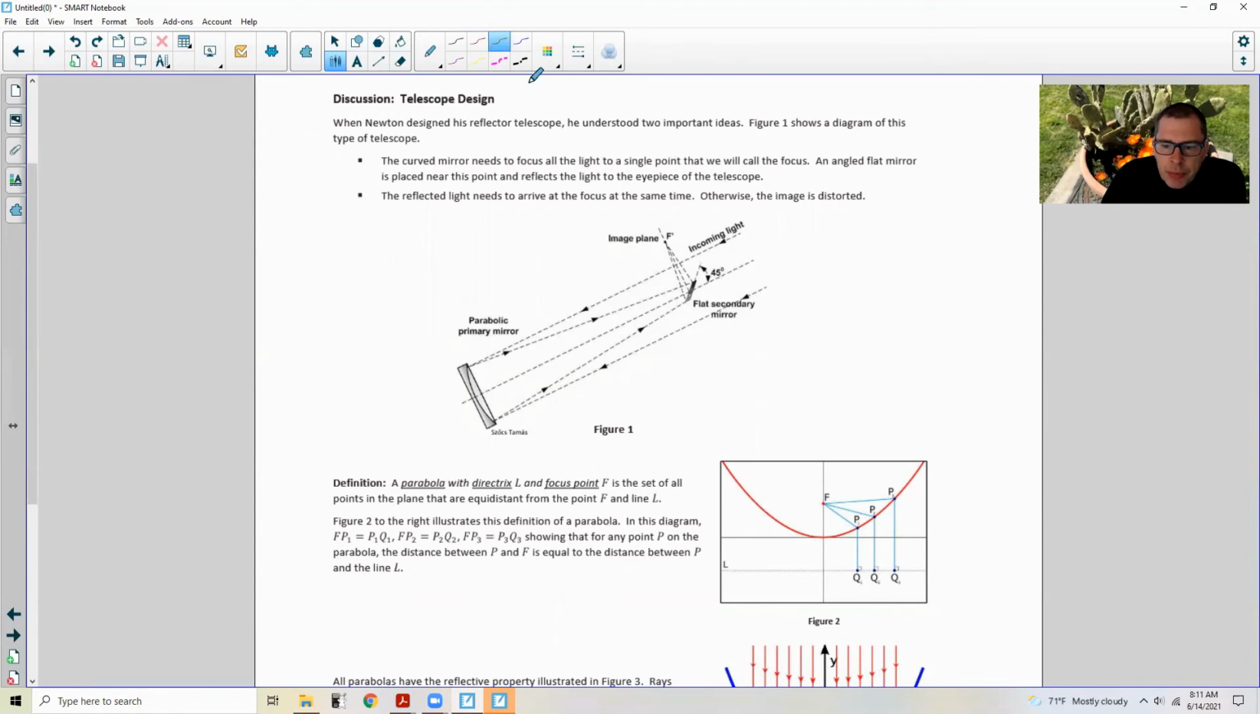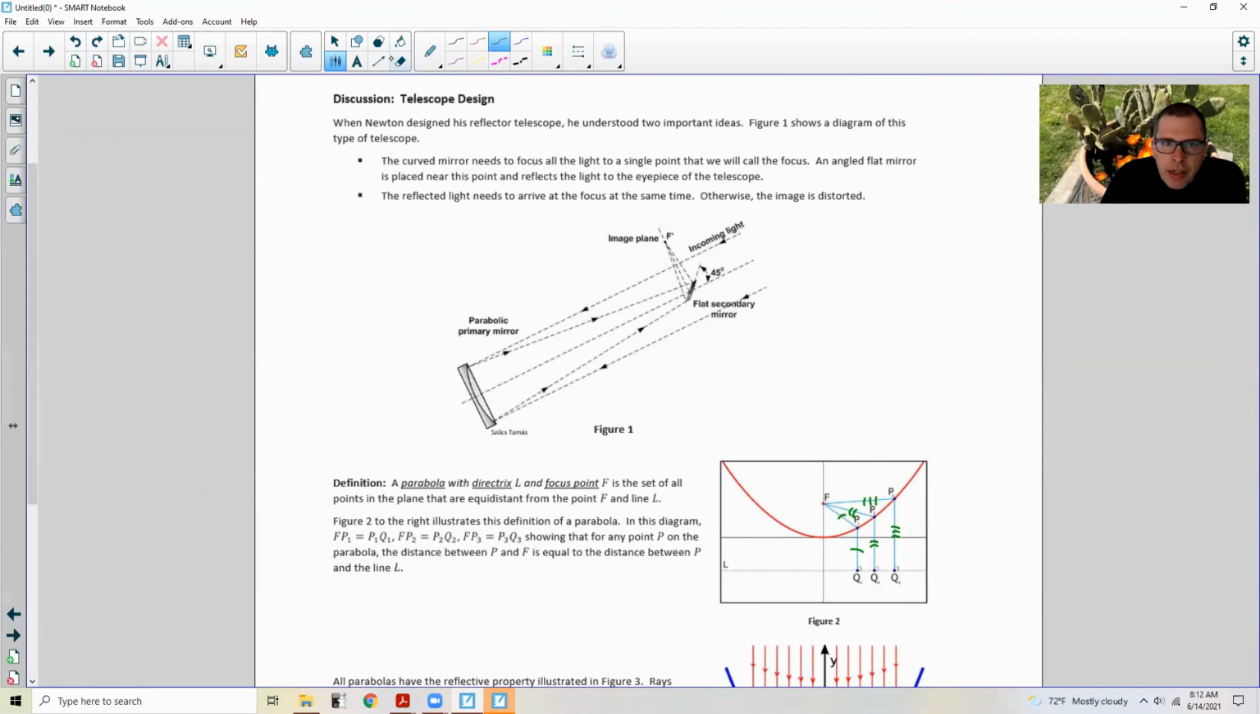So if I were to label these as congruent, this would get 1 mark, that would get 1 mark. They are the same length. This would get 2, this would get 2. Those are the same length. This would get 3, this would get 3. Those two line segments are the same length. So every single point on this parabola is going to be the same distance from F and L.